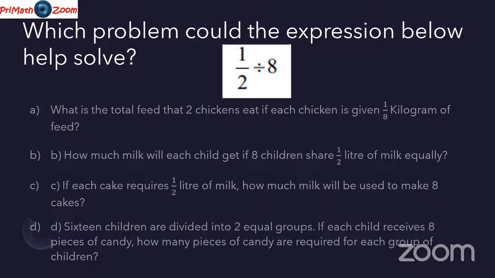But let's see C. Let's see if C or D will match it. And B really didn't make any sense. Sometimes we go to a next option that makes a lot more sense. But let's look at it. C says, if each cake requires half liter of milk, how much milk will be used to make 8 cakes?